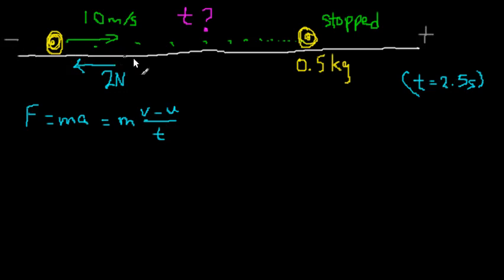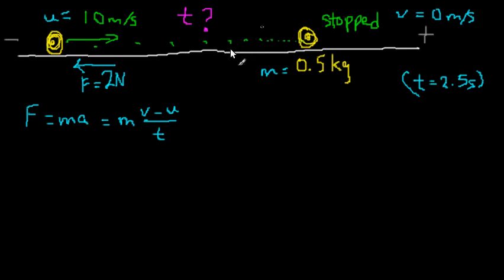Now I need to start substituting numbers in here. So let me make clear what numbers go into each of these. F would be the 2 newtons. M would be the mass, 0.5 kilogram. V, when it has stopped, is equal to 0 meters per second. U would be the starting velocity, which is 10, and t is our unknown.